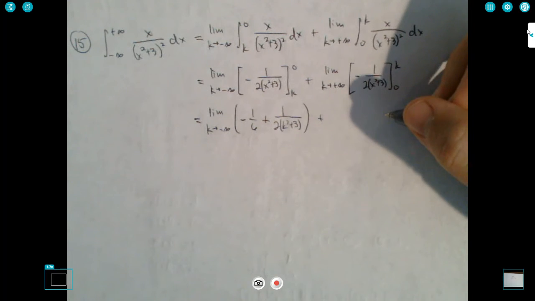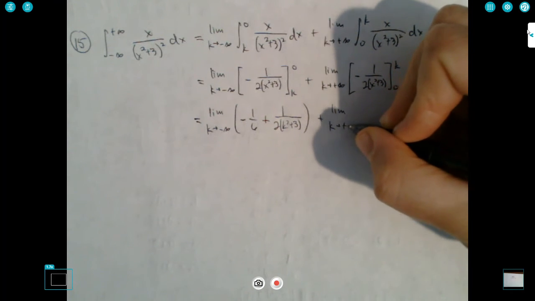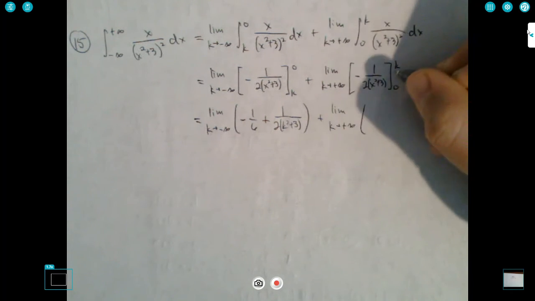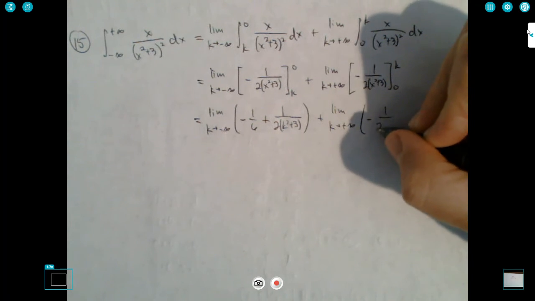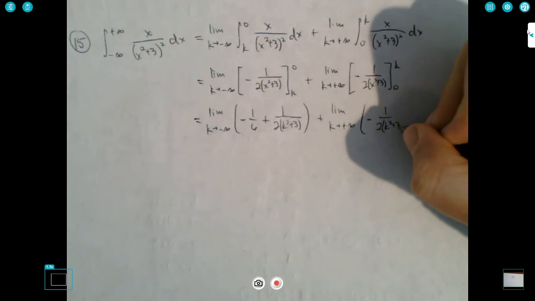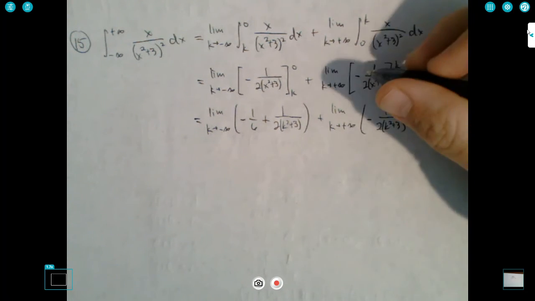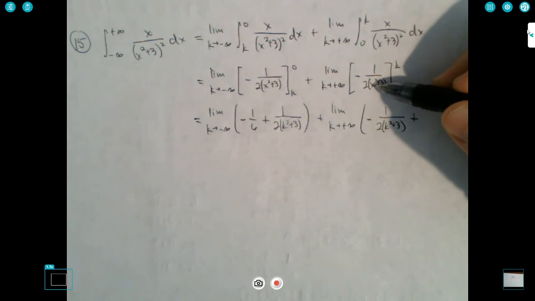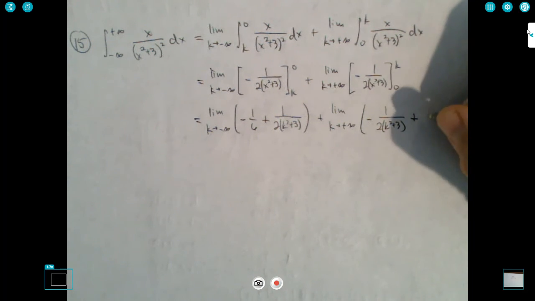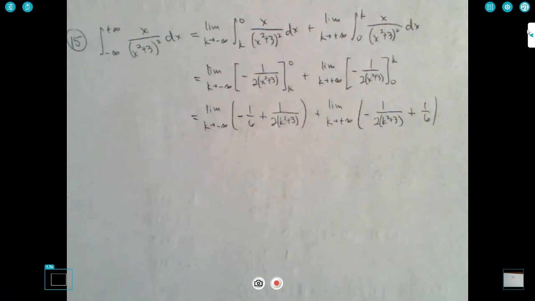For the second half, we're going to plug in k first. We're going to get the limit as k goes to positive infinity of negative 1 over 2 times k squared plus 3. And then minus a negative, so that'll be plus, 2 times 3 is 6, so 1/6 again.